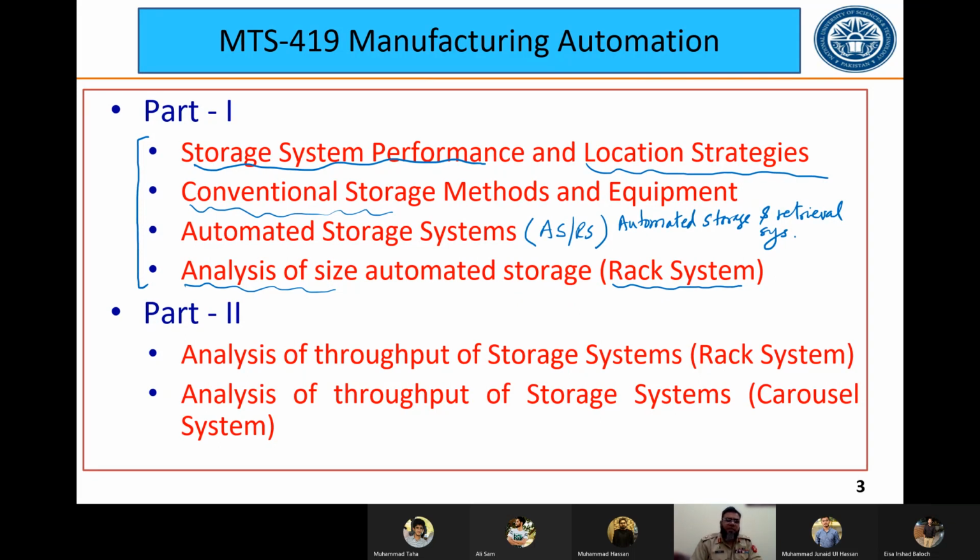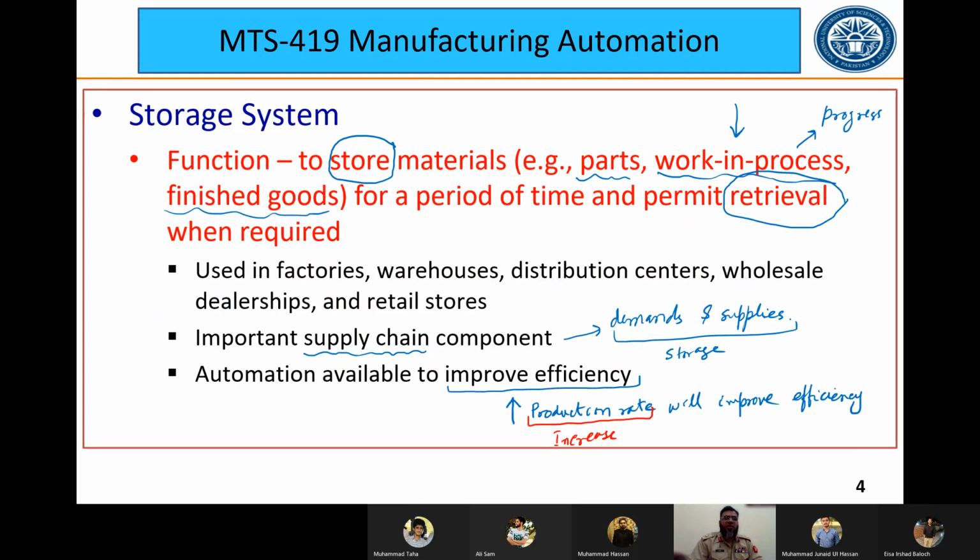So in part one, we would be doing all this, and in part two, we will be actually carrying out the analysis of throughput of the storage system. This is the ASRS. We would be calculating or analyzing its throughput, and we are going to also analyze the throughput of a carousel storage system. So we would study about these two topics in part two. So let us start with part one, which deals with the storage system, in which we will be studying conventional and the automated storage system.